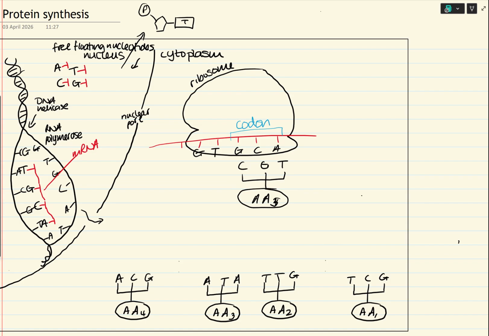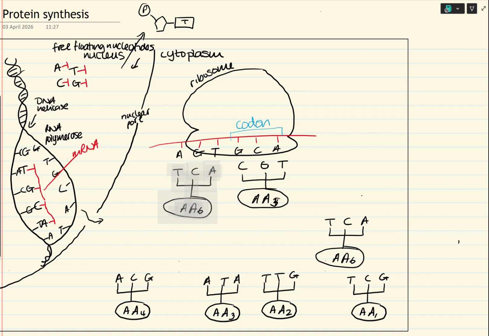Okay. And then another triplet codon. Let's just say this was A. What would be complementary to that would be TCA. And that could be amino acid number 6. Then that anticodon on the tRNA, attached to a different amino acid, would position that second amino acid in that place.